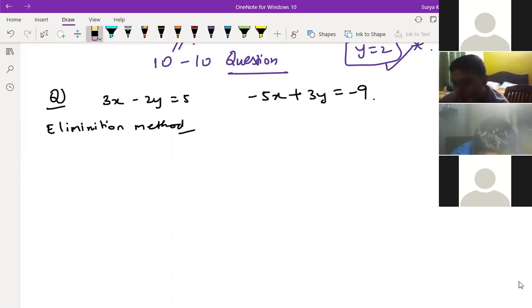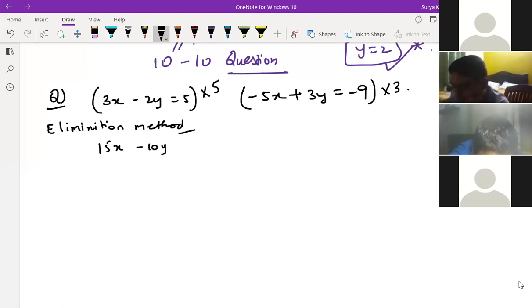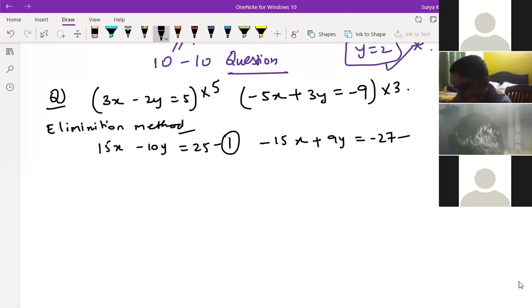Children, see, first what I'm doing here is I multiply this whole thing by 5, no problem. And this I multiply with 3. So what I'm getting, I'm writing here: 15x minus 10y is equal to 25, and minus 15x plus 9y is equal to minus 27. This is the first equation, this is the second equation. Till here, anyone having doubt, children, tell me. No, sir.